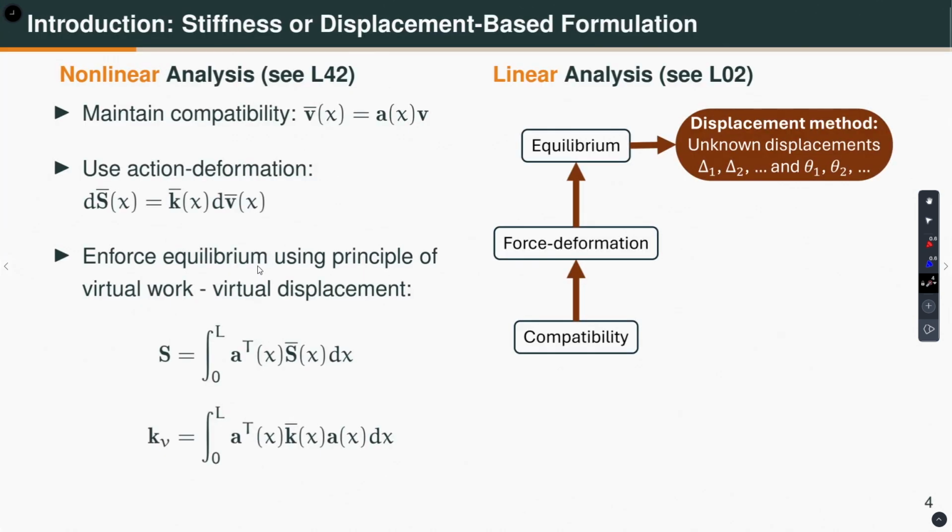In linear analysis, if you recall, we did exactly the same thing for stiffness based or displacement based structural analysis. We start with compatibility, then we impose force deformation, and then finally we impose equilibrium and solve for the unknown displacements delta 1, delta 2, theta 1, theta 2. If you go back to lecture number 2, you will see this, and this is the idea for displacement based methods like slope deflection and moment distribution. Okay. So, basically there is a similarity, I mean it is identical.